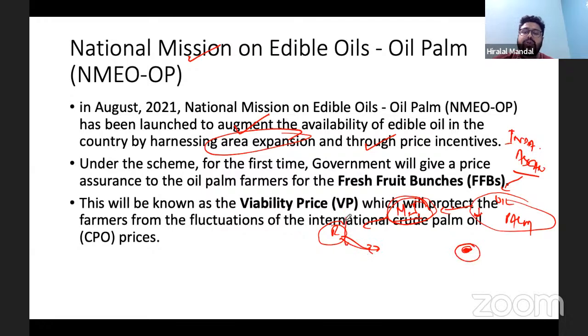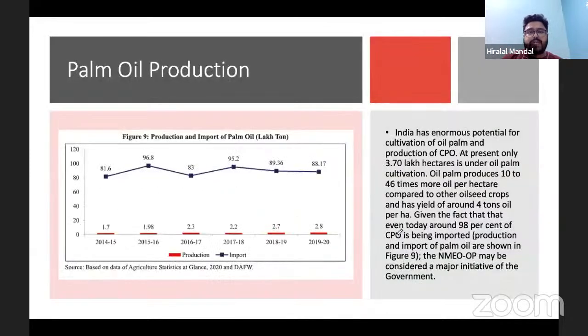This year, the price of palm oil has gone up because of lack of rainfall in the palm oil production areas, resulting in a higher cost of palm oil at the international level, and that's how it is reflecting in our economy. But we have started a mission to increase oil palm production, and for that the government of India also provides a viability price for protecting the farmers from any fluctuation of international crude palm oil prices. So that is the effort that has been made by the government of India.